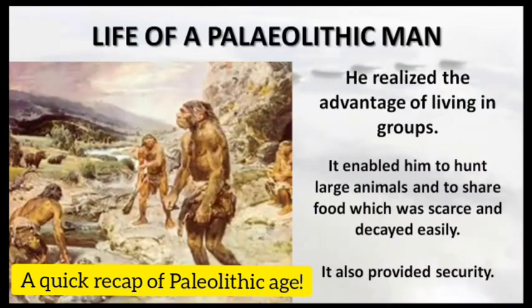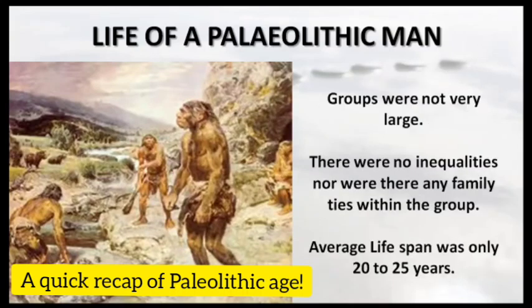Paleolithic man realized the advantages of living in groups. It enabled him to hunt large animals and to share food which was scarce and decayed easily. It also provided security against natural dangers. Groups were not very large. There were no inequalities, nor were there any family ties within the group. Average lifespan was only 20 to 25 years.